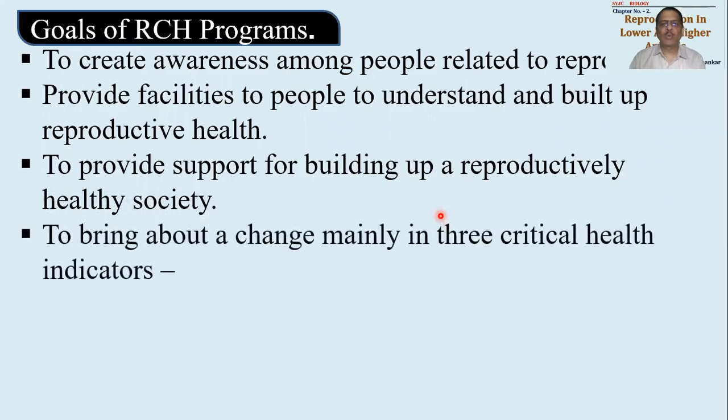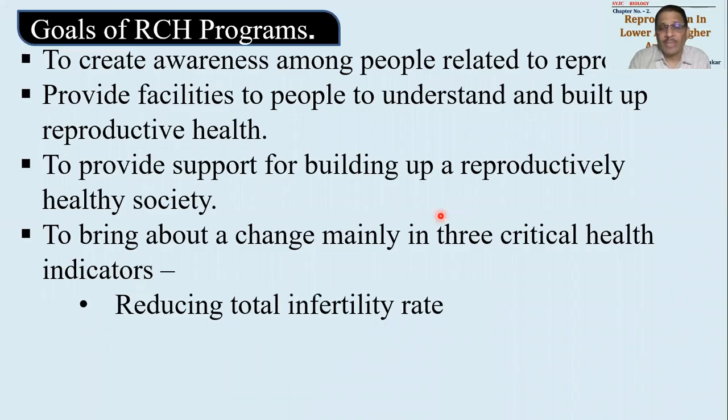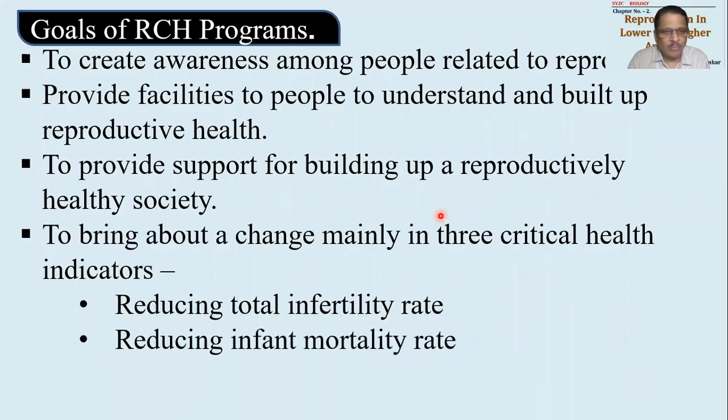Okay, so provide support for building up of reproductive health for a healthy society. Bring about a change mainly in 3 critical health indicators. First is reducing total infertility rate. ये पहला गोल है उसका. इनफर्टिलिटी का मतलब नॉन प्रोडक्शन ऑफ बेबीज, तो उसको थोड़ा सा कम करना है.